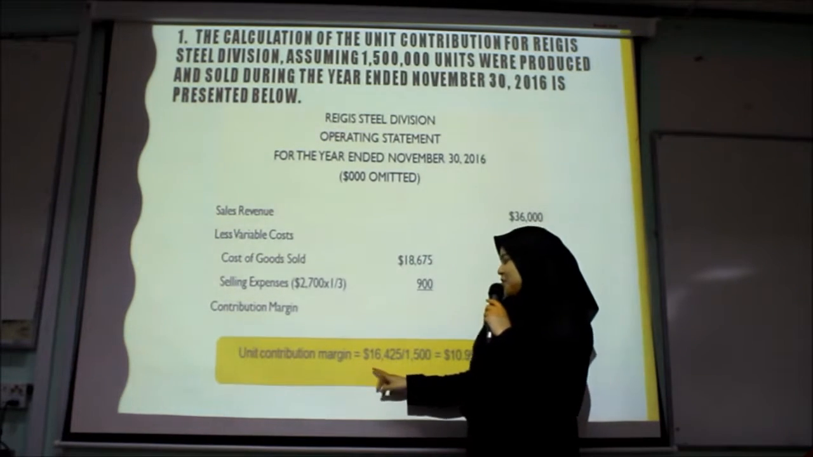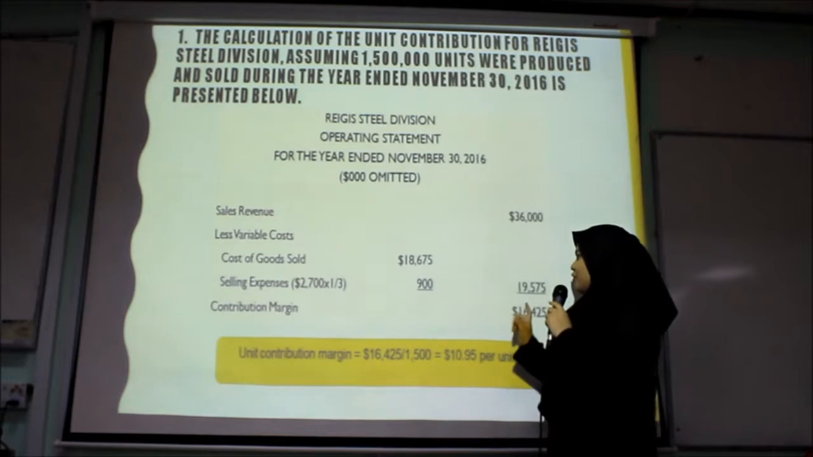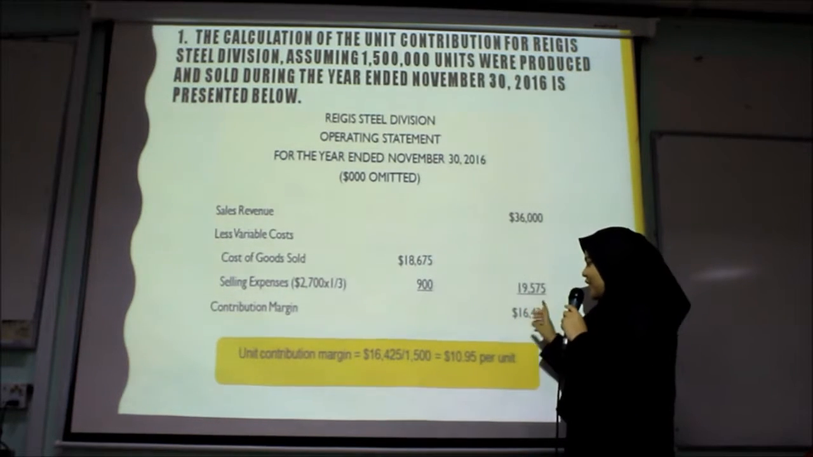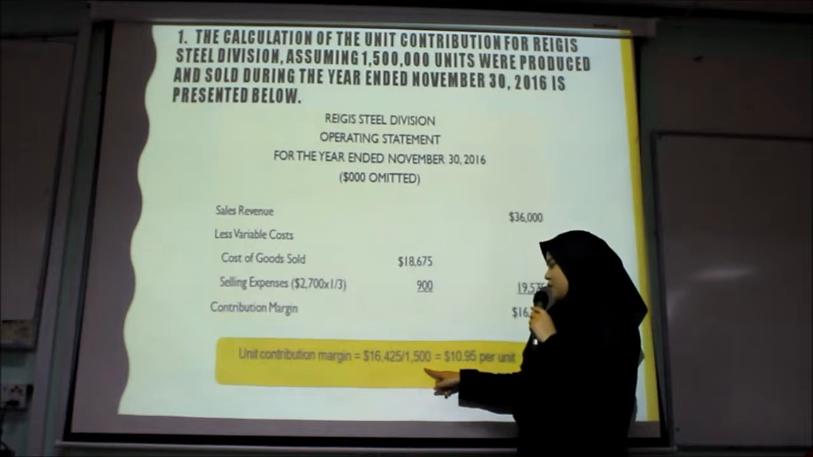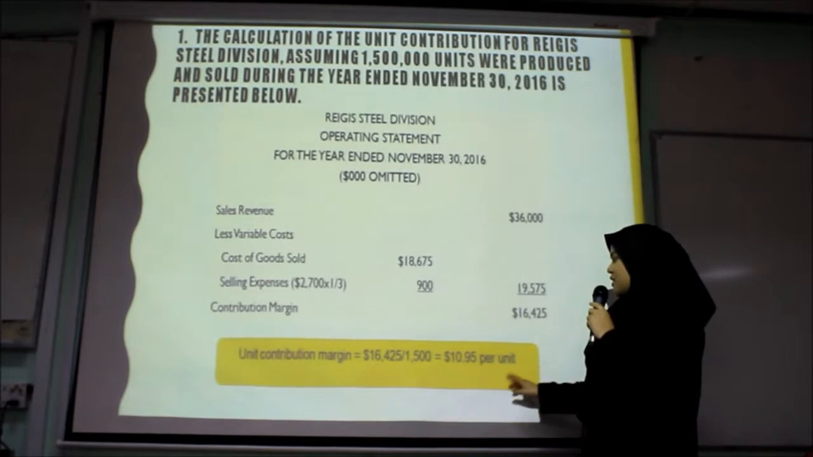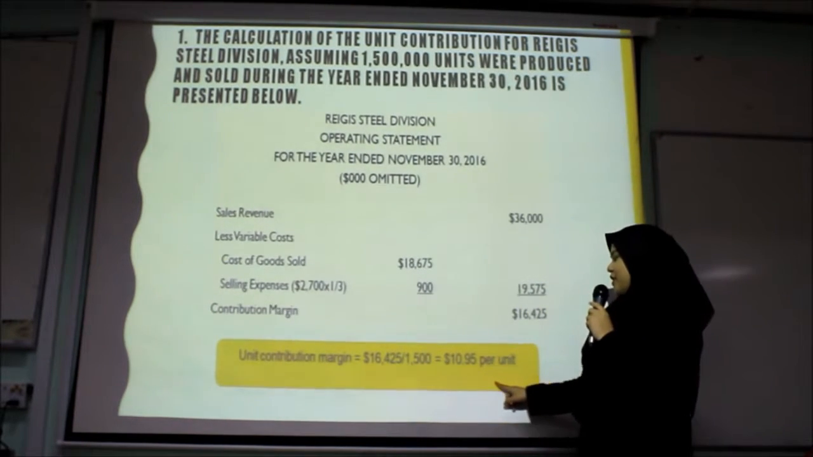To get the unit contribution margin, the contribution margin needs to be divided by the units sold, and then the final answer is 10.95 per unit.